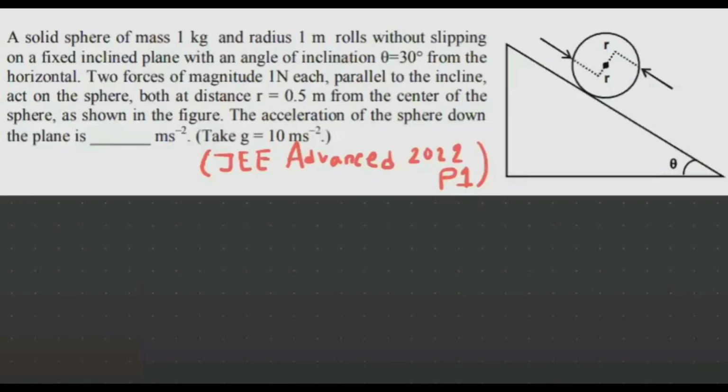Now you can try to attempt this problem. This problem was given in JEE Advanced 2022 paper 1. So in this problem, one sphere is kept on an inclined plane. So the downward force mg sin theta is of course acting on this sphere, but instead of giving it any force, one anticlockwise torque is provided.